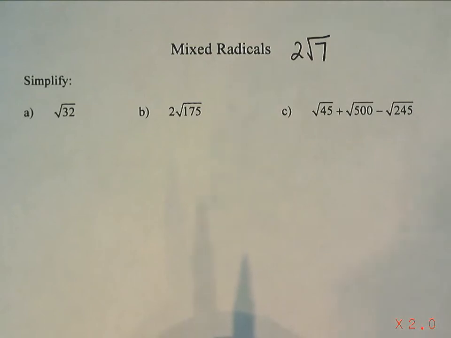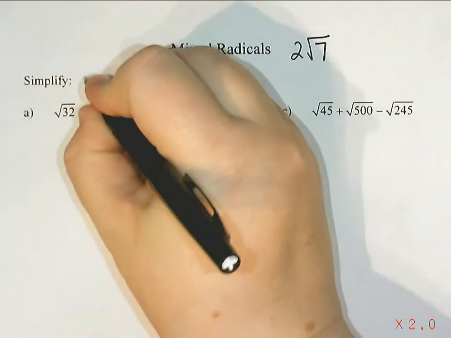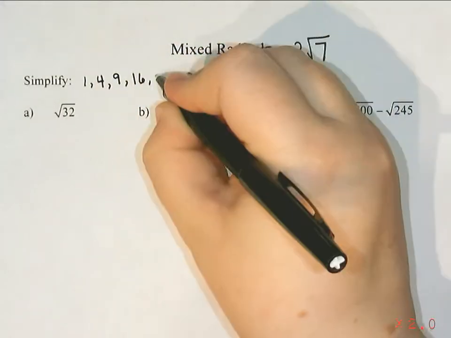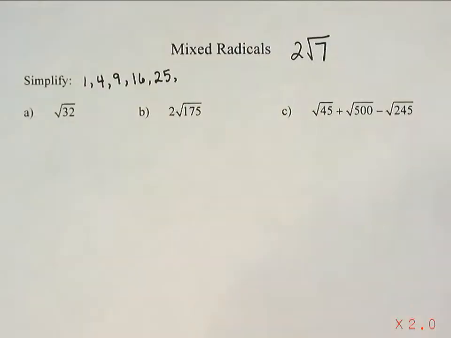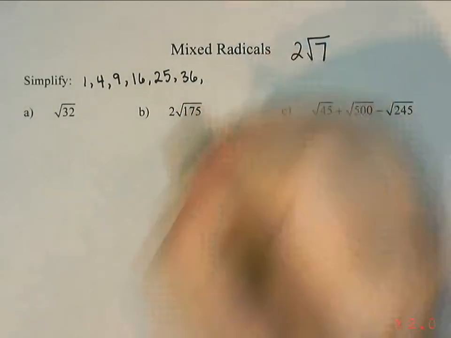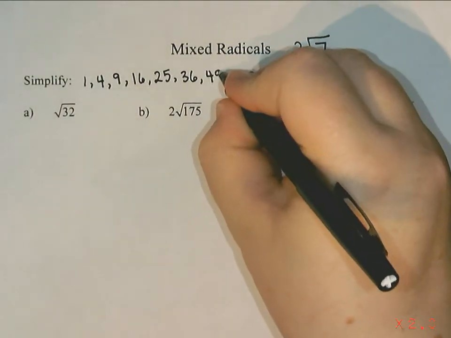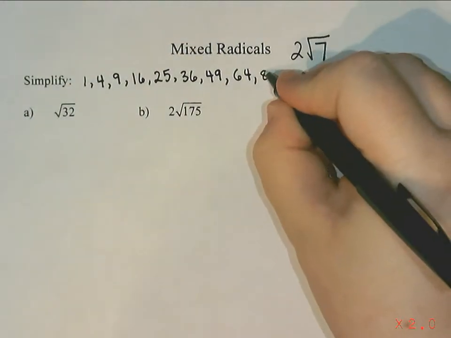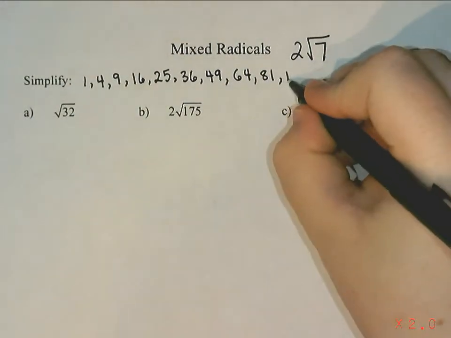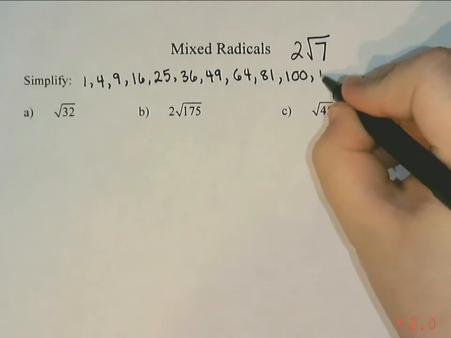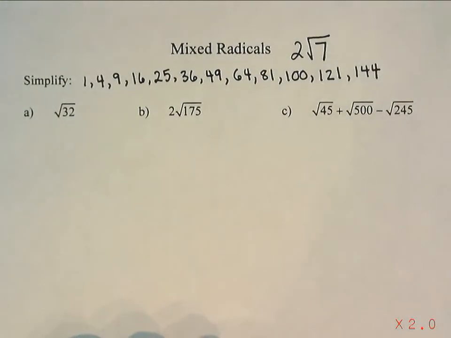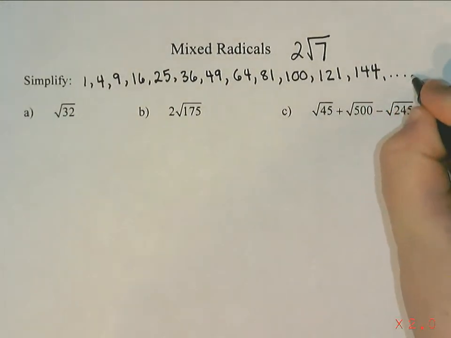So a perfect square would be numbers like 1 squared, which is 1, 2 squared, which is 4, 3 squared, which is 9, 4 squared, which is 16, 5 squared, which is 25, 6 squared, which is 36, 7 squared, which is 49, 8 squared, which is 64, 9 squared, which is 81, 10 squared, which is 100, 11 squared is 121, 12 squared is 144, and we can keep going, but I think for now we're just going to leave it at that.